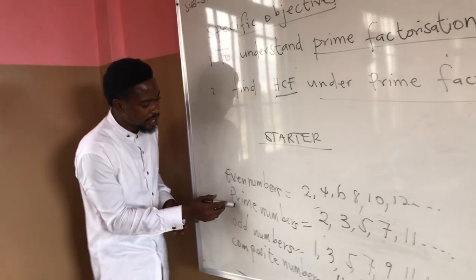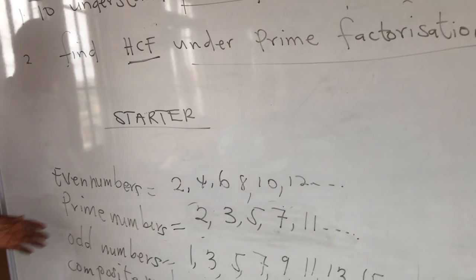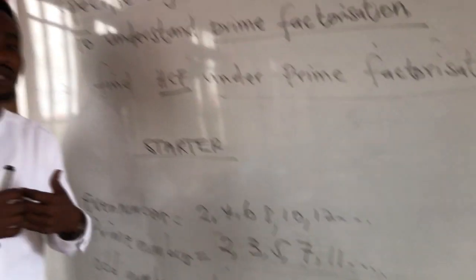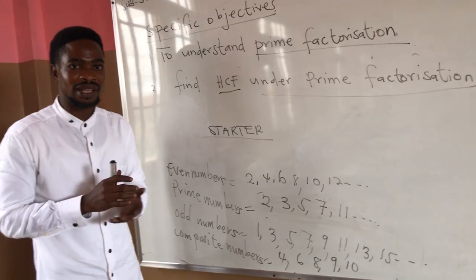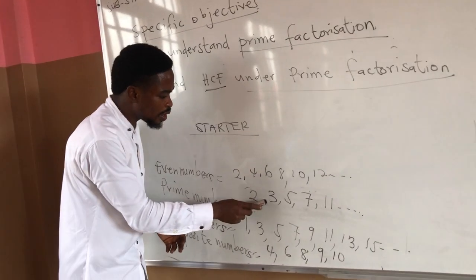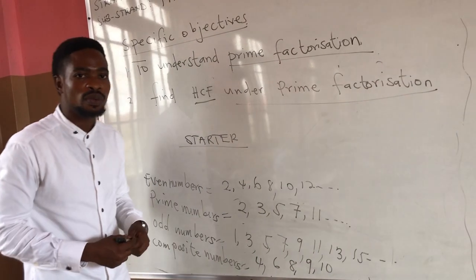We also have prime numbers here. Now what are prime numbers? Prime numbers are numbers that have only one factor and the number itself. Examples are 2, 3, 5, 7, 11, and so forth.